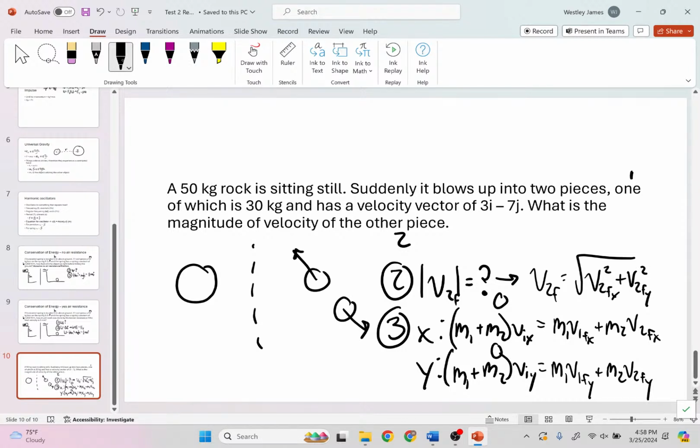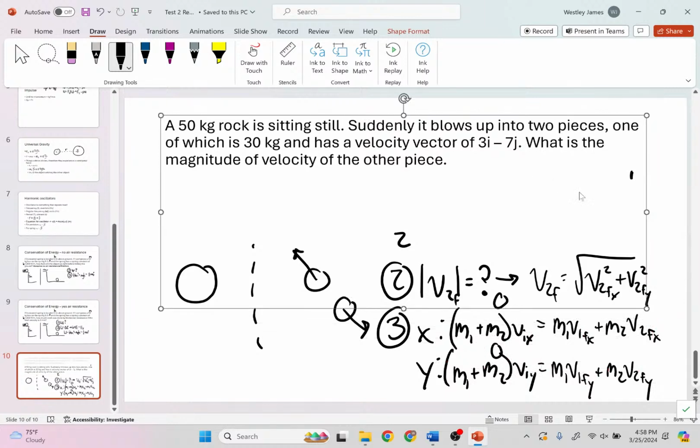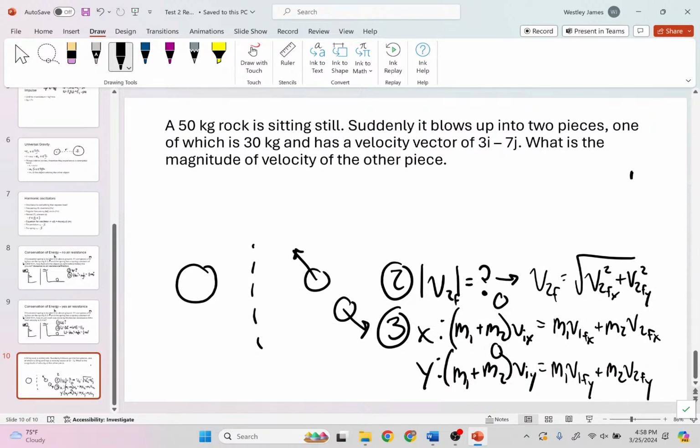They look worse than it is. Once you start putting in numbers, this whole side is 0. The left side of both equations is 0, because the rock initially is not moving. And so that just equals mass 1 v1 fx. This one I'll plug in the numbers very quickly because it won't take me that long. I won't actually solve it, but I will at least plug in the numbers.